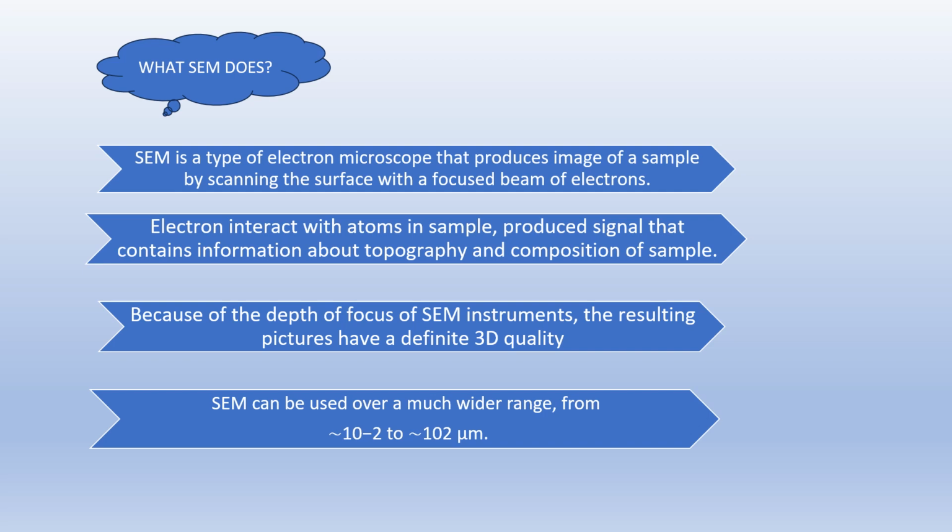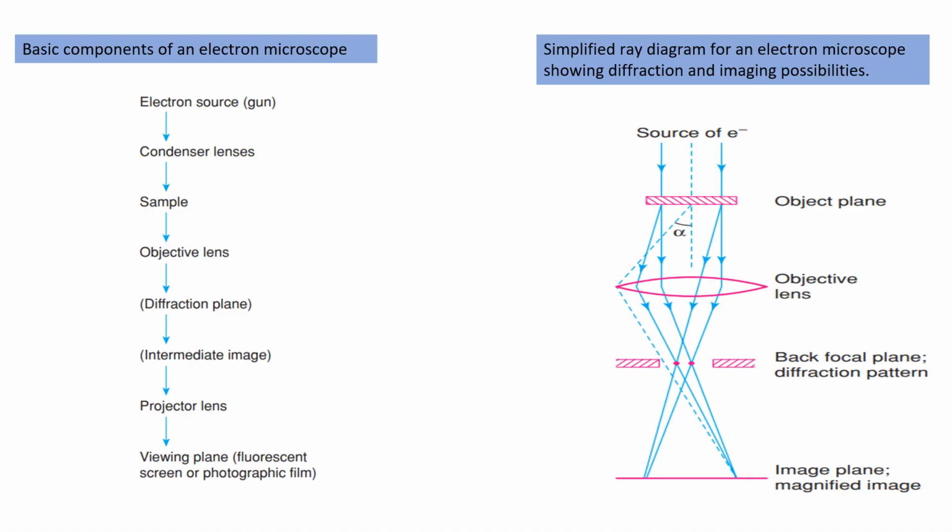So, what does SEM do? SEM is a type of electron microscope that produces an image of a sample by scanning the surface with a focused beam of electrons. The electrons interact with atoms in the sample and produce signals that contain information about the topography and composition of the sample.